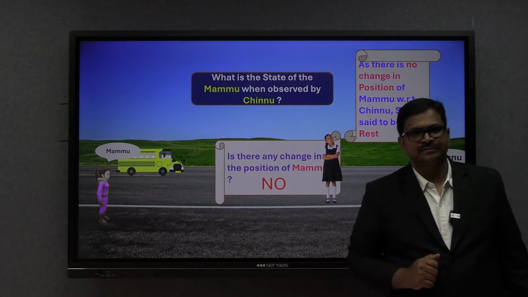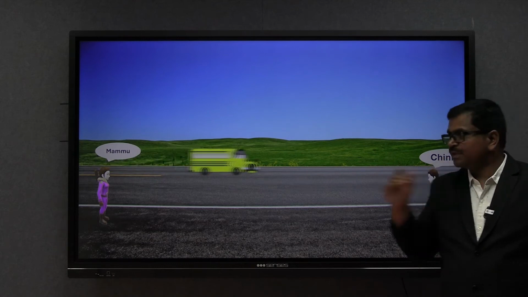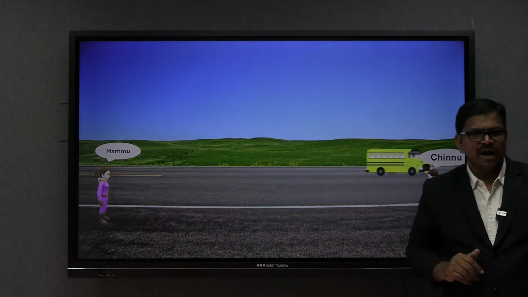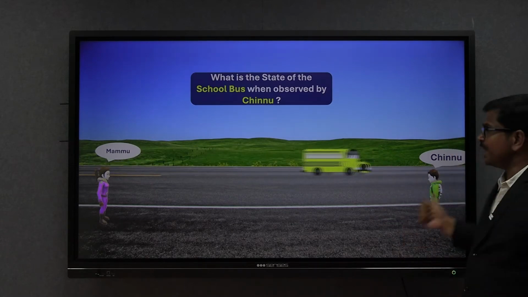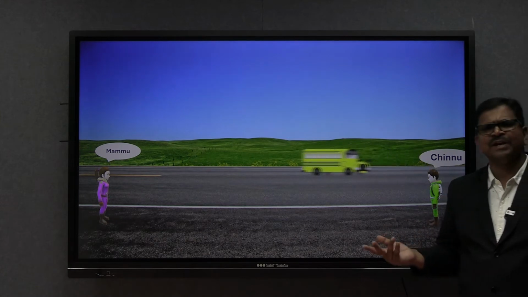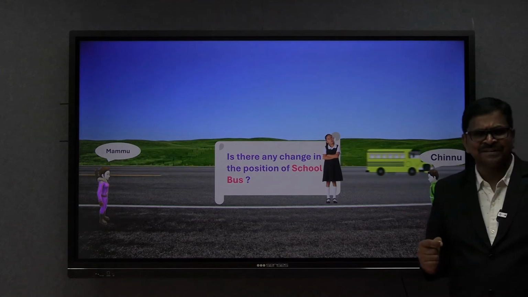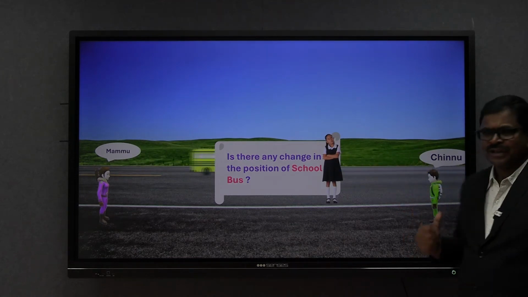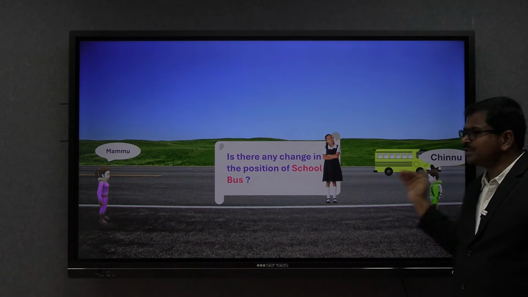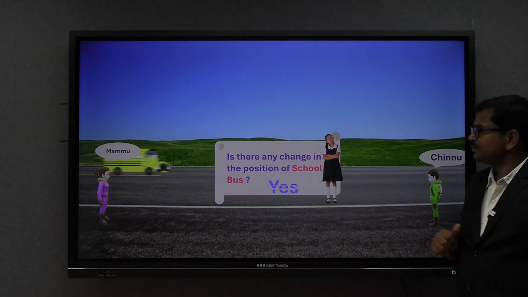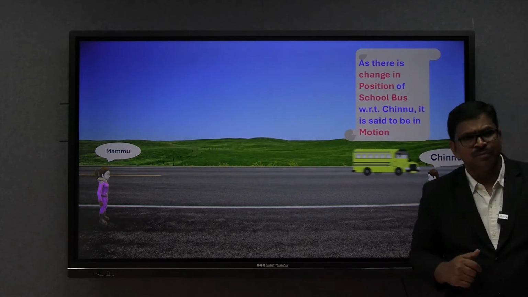to be at rest. Now, Chinnu is observing a different object, a school bus. Here the school bus is moving forward and backward. Again a similar kind of question: what is the state of the school bus when observed by Chinnu? Again the same thought-provoking question: is there any change in the position of the school bus or not? If you observe, there is a change in the position of the school bus; it is continuously moving forward and backward. So, as there is a change in the position of the object, it is said to be in motion.